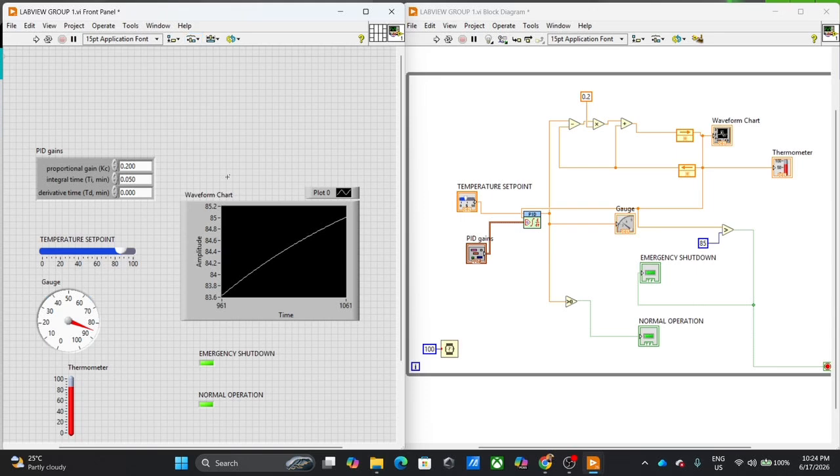So the emergency shutdown button is successfully demonstrated in our simulation.